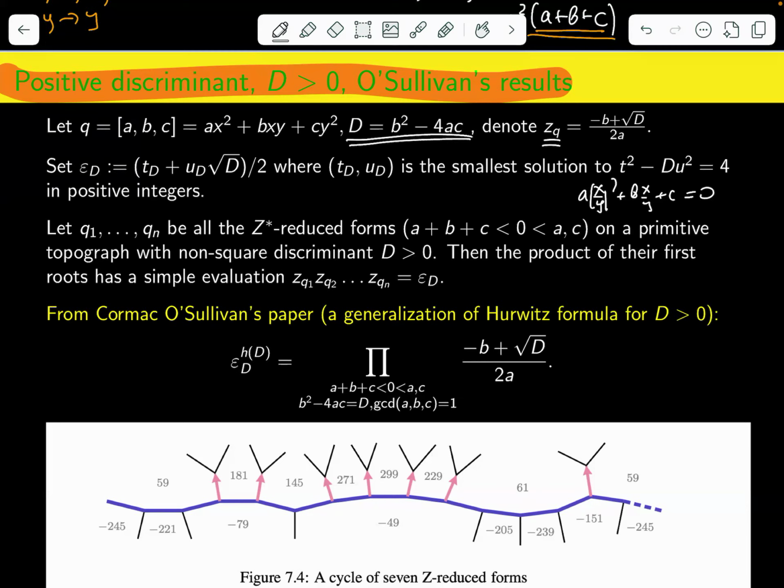Another important thing is the fundamental unit, epsilon_D. It's defined in the following way. Let's consider Pell's equation t² minus D u² equals 4. Take the smallest positive solution, so when both t and u are positive, and, well, divide by 2.